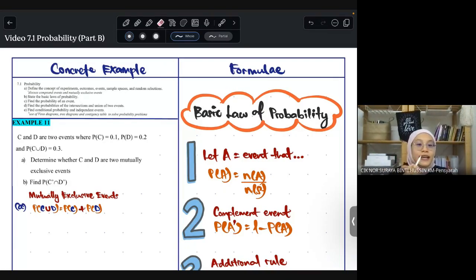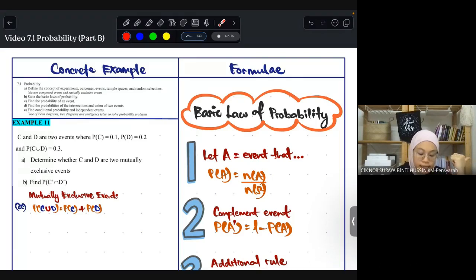Okay, let's begin the lesson today. 7.1, Part B. Today we will learn mostly on the part of mutually exclusive events and independent events. Let's begin with this example 11.